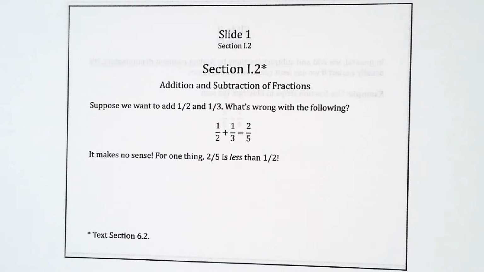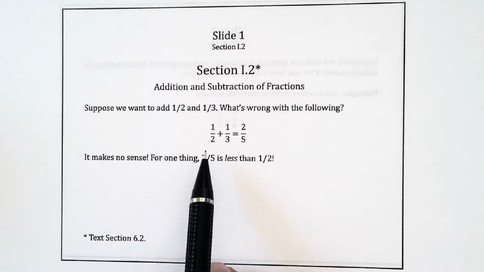This is the first mini-lecture for section 6.2 of the textbook. In this section we're going to talk about addition and subtraction of fractions. So let's suppose we want to add 1/2 and 1/3. So what would be wrong with the following?